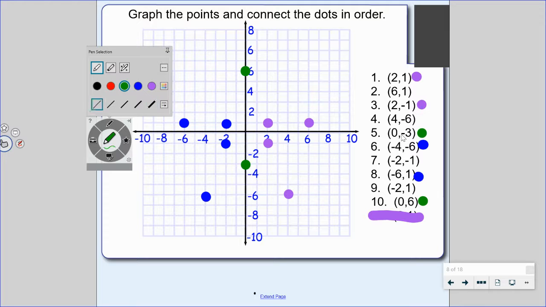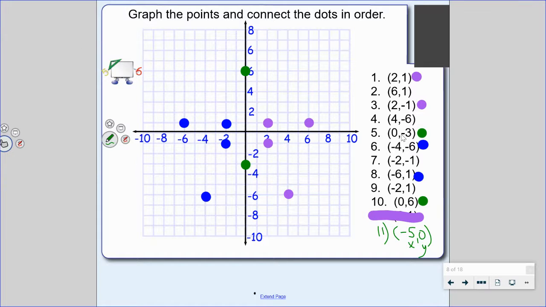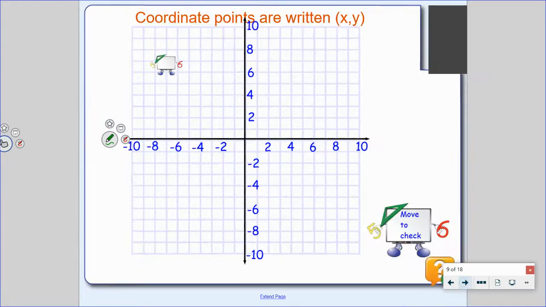So let's make one more interesting point. Let's do the point (-5, 0). Now in this case, the y-coordinate is 0, which means we will not go up or down. We will simply go -5 to the left. That, ladies and gents, is how to plot points.